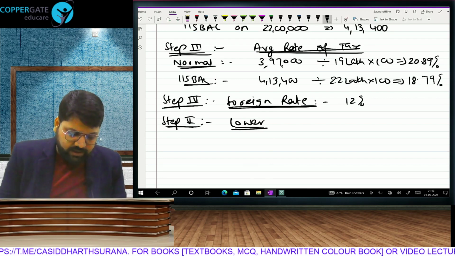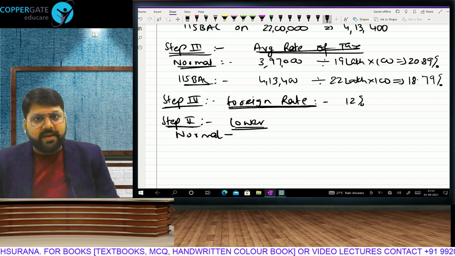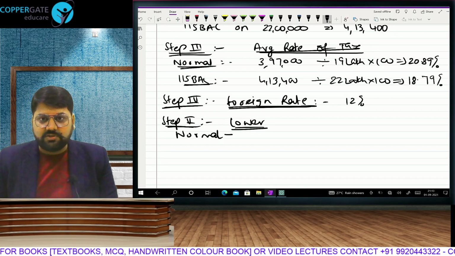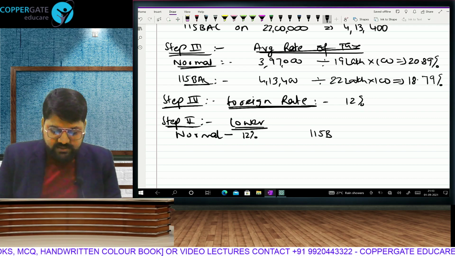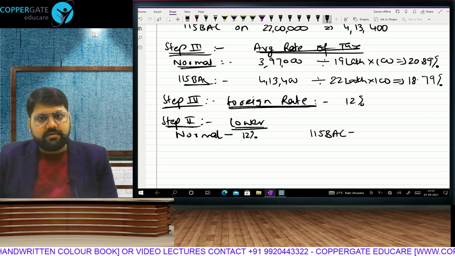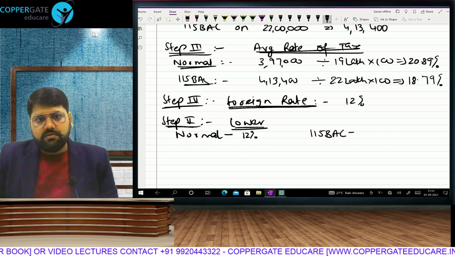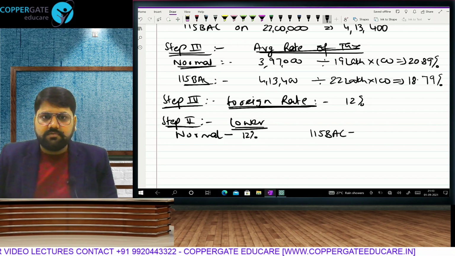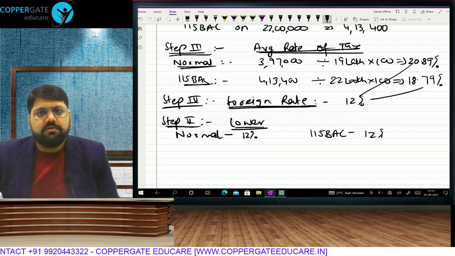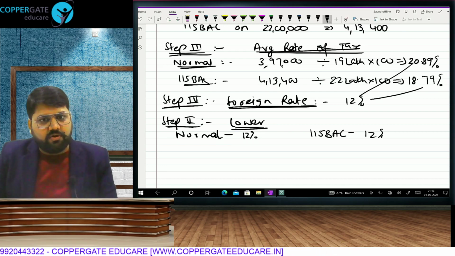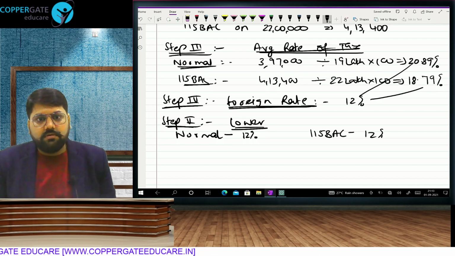Scheme wise means under the old regime, under normal provisions, what is the Indian average rate? 20.89. Compare it with foreign rate of 12%. What is lower of the two? 12. And as per 115BAC, the Indian rate is 18.79%. The foreign rate is 12%. What is lower of the two? Again 12. Do you understand? We have done the comparison individually. Indian or foreign, whichever is lower. It's a mere coincidence that in both cases 12% is the lower rate.